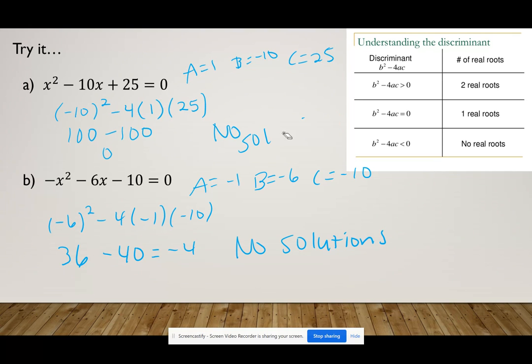Whoops, sorry. And up here, nobody caught me. I didn't catch myself. Sorry. For the first one, it was equal to 0, so this one actually had 1 root or 1 solution. I apologize. Okay, so we had part A has 1 solution and part B has no solutions.